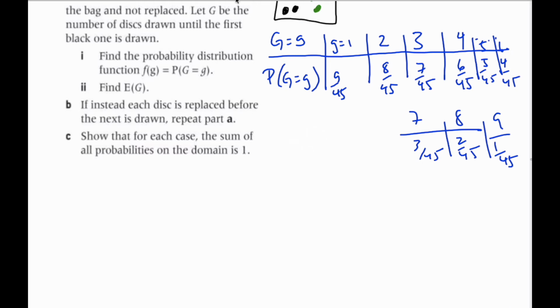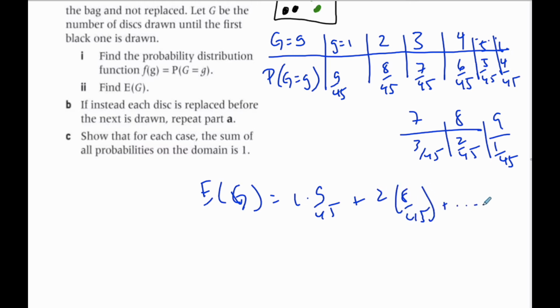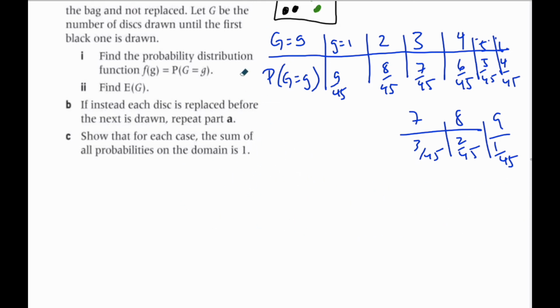Finding the expected value, well, then I go expected value of G, I go 1 times 9 over 45 plus 2 times 8 out of 45 plus on and on and on, all the way up to 9 times 1 out of 45. And I'll let you do that computation. Okay, so that was A part. B part now says instead each time it's replaced before I draw another.